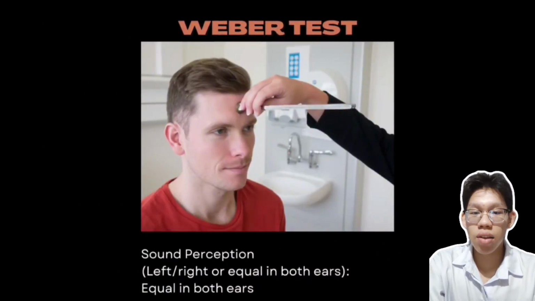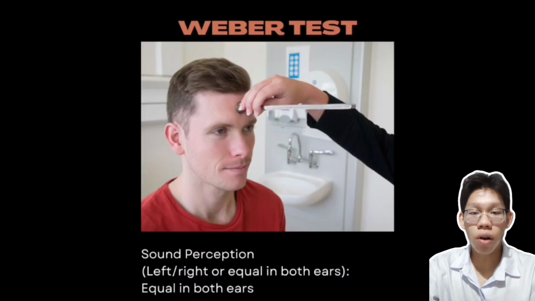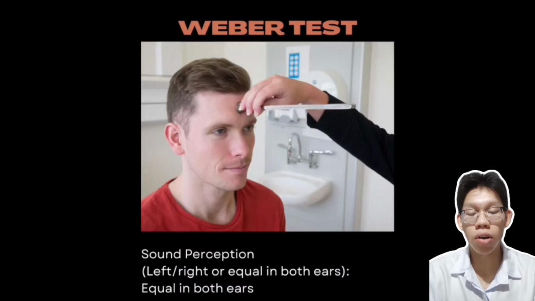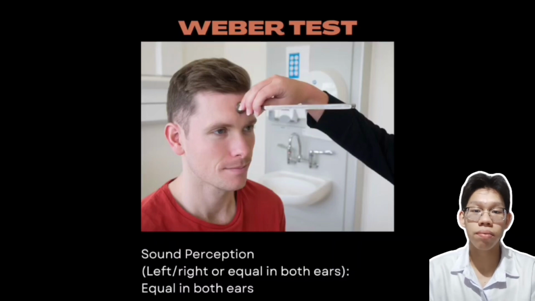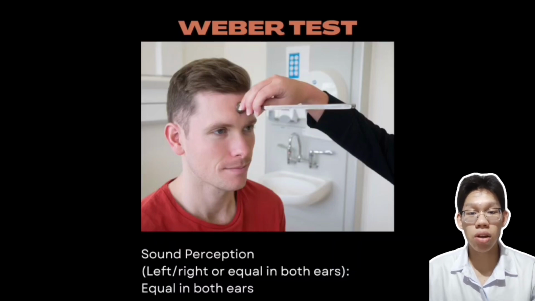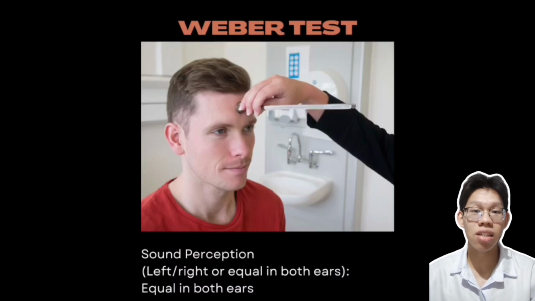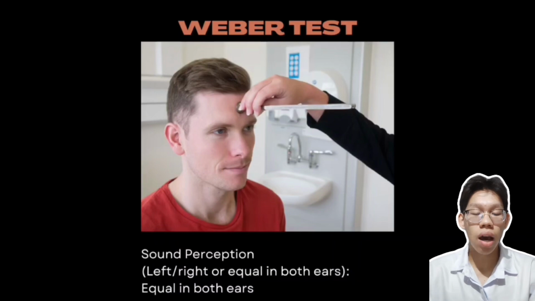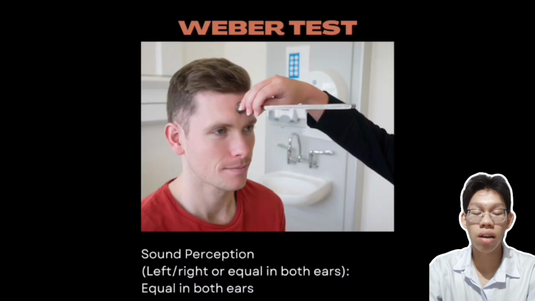The next test is the Weber test. A tuning fork, as we can see in this image, is struck with a patellar hammer or against the knee or elbow. The handle is placed on the forehead, as we can see in this image. The sound should be the same in both ears. Otherwise, the person may have conductive or sensorineural hearing loss.